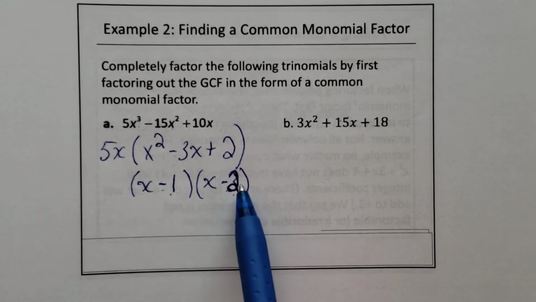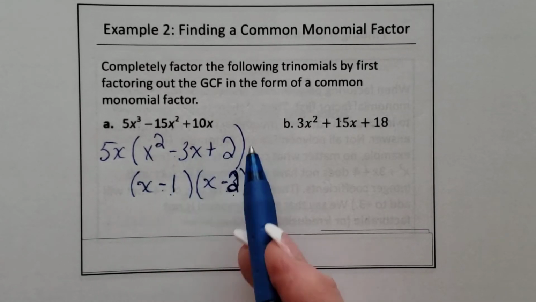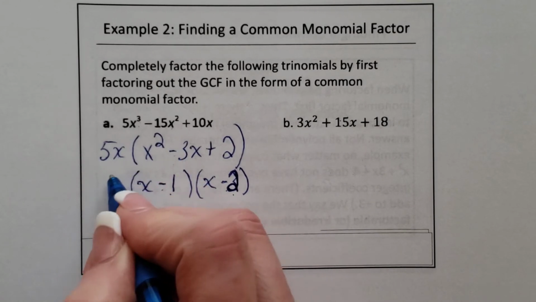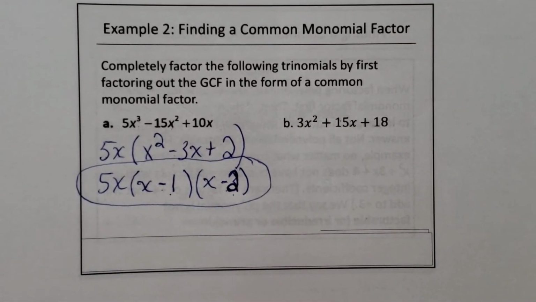If I FOIL this, I'm going to get this trinomial right here. Now, don't forget, the 5x is part of our answer because we factored it out. Now, that trinomial has been completely factored.